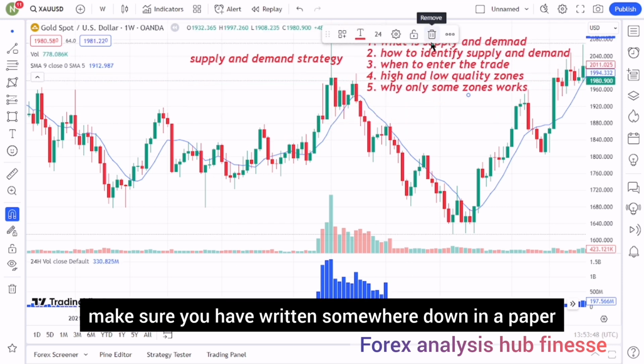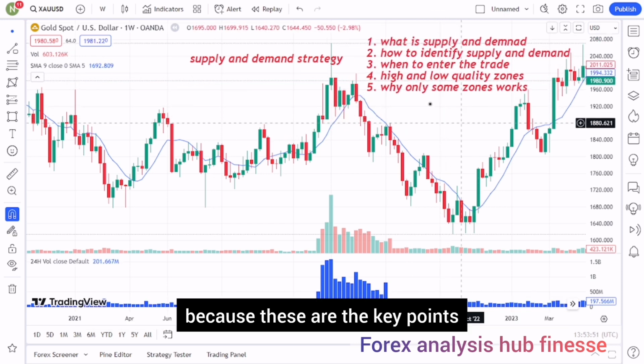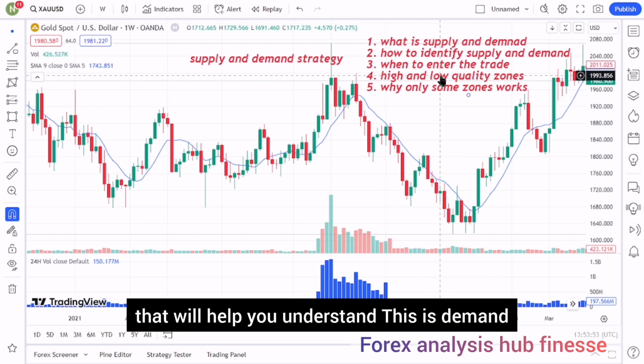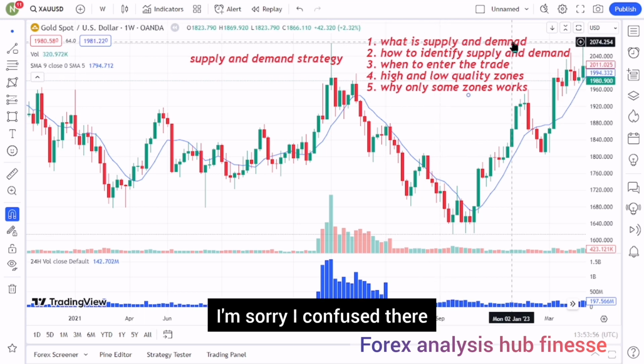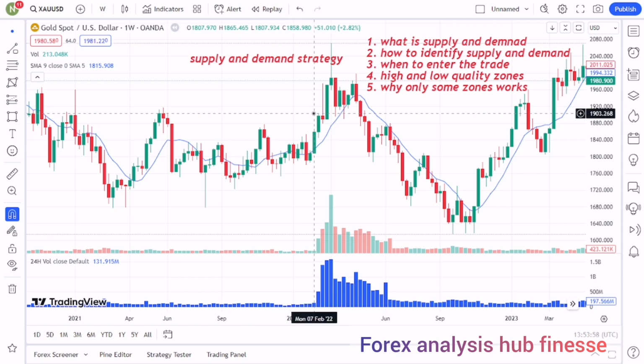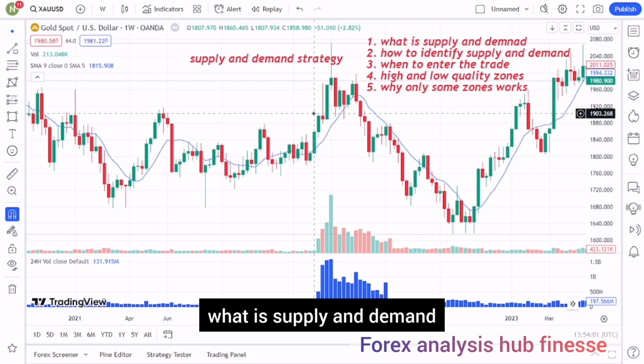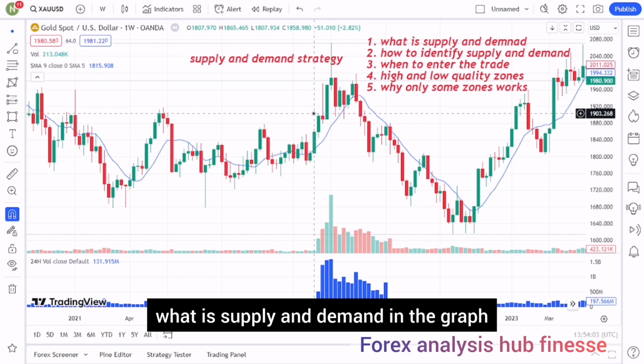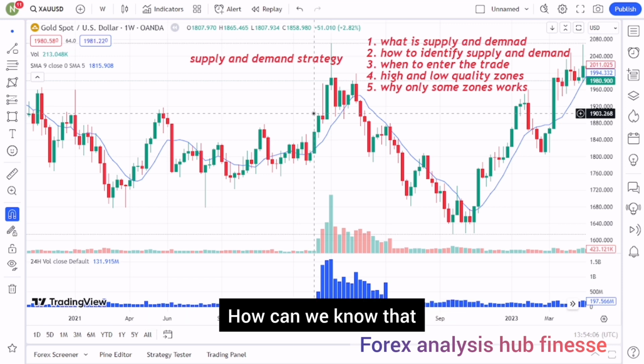Make sure you have written them down on paper, because these are the key points that will help you understand. Now let me ask you, because you know what supply and demand is, how can we know what is supply and demand in the graph? How to identify whether it is a supply or a demand?